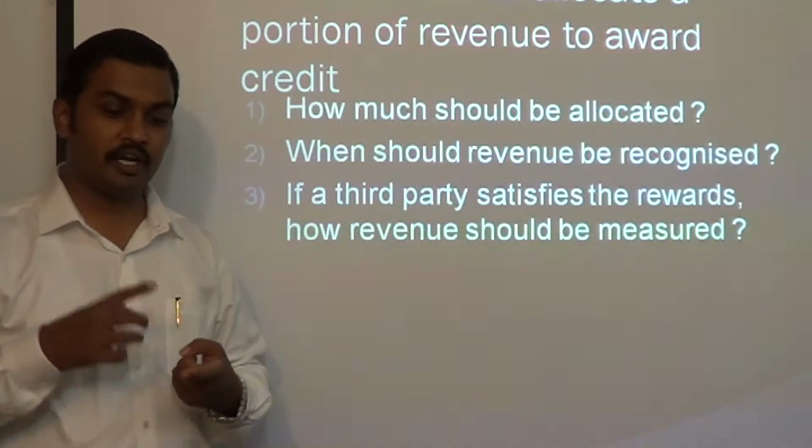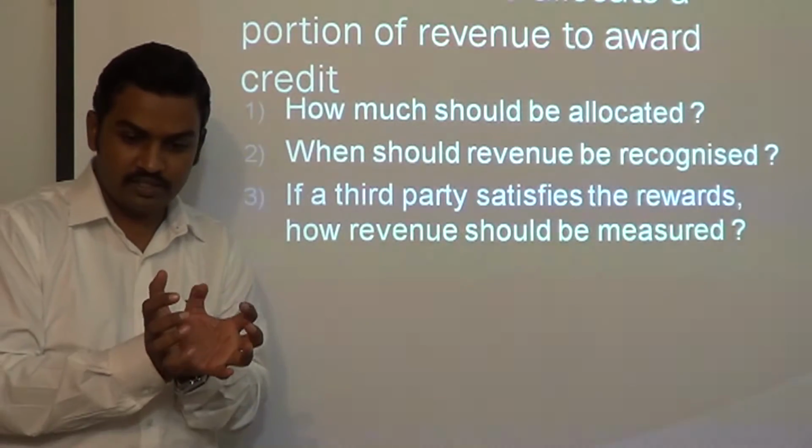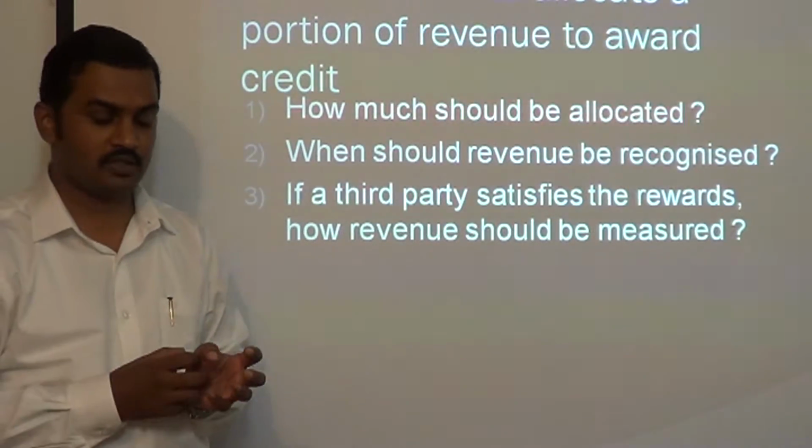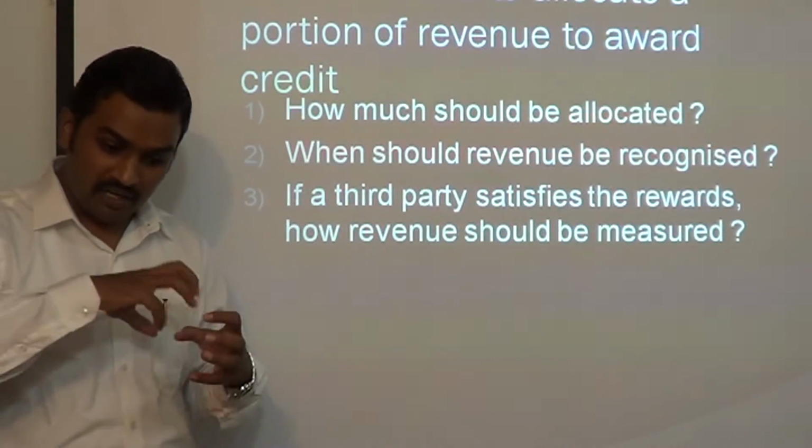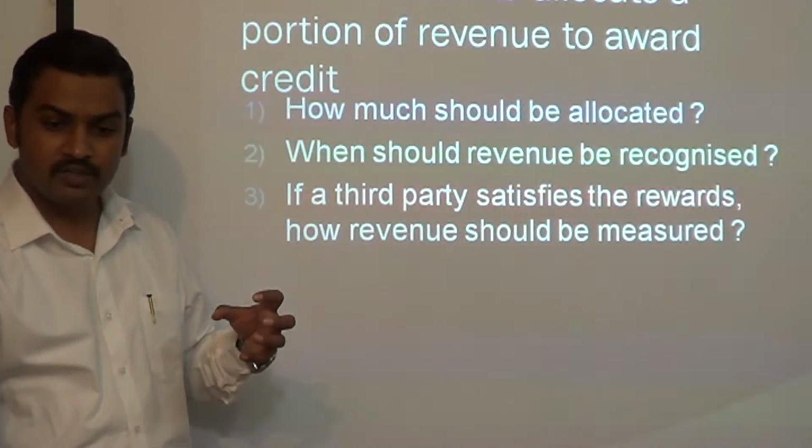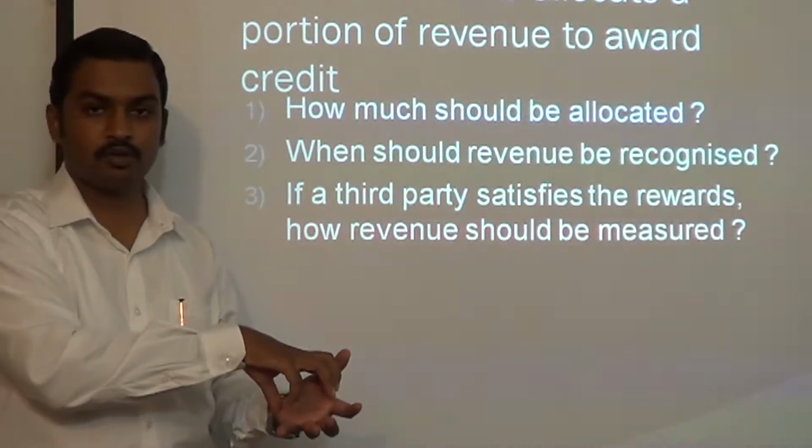First, how much should be allocated to these points? Out of the total sale consideration, how much should be allocated to these sale points? Second, so you have allocated a portion of the revenue to these points. When can it be recognized as revenue in our books of account?